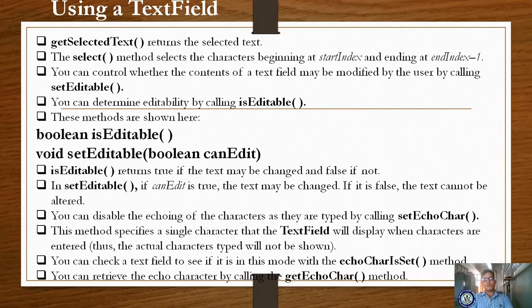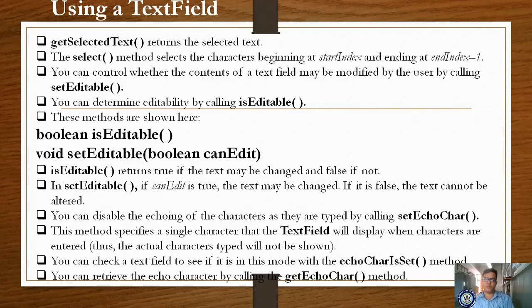You can disable the echoing of characters as they are typed by calling setEchoChar. If you use this setEchoChar method, then you are unable to view whatever you type in the text field.